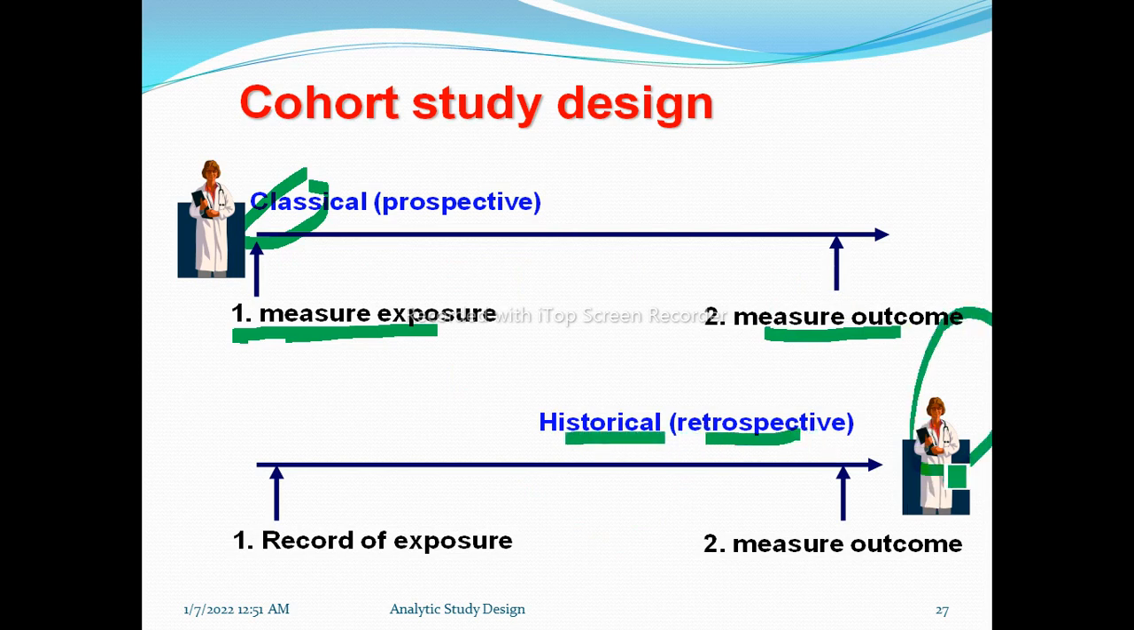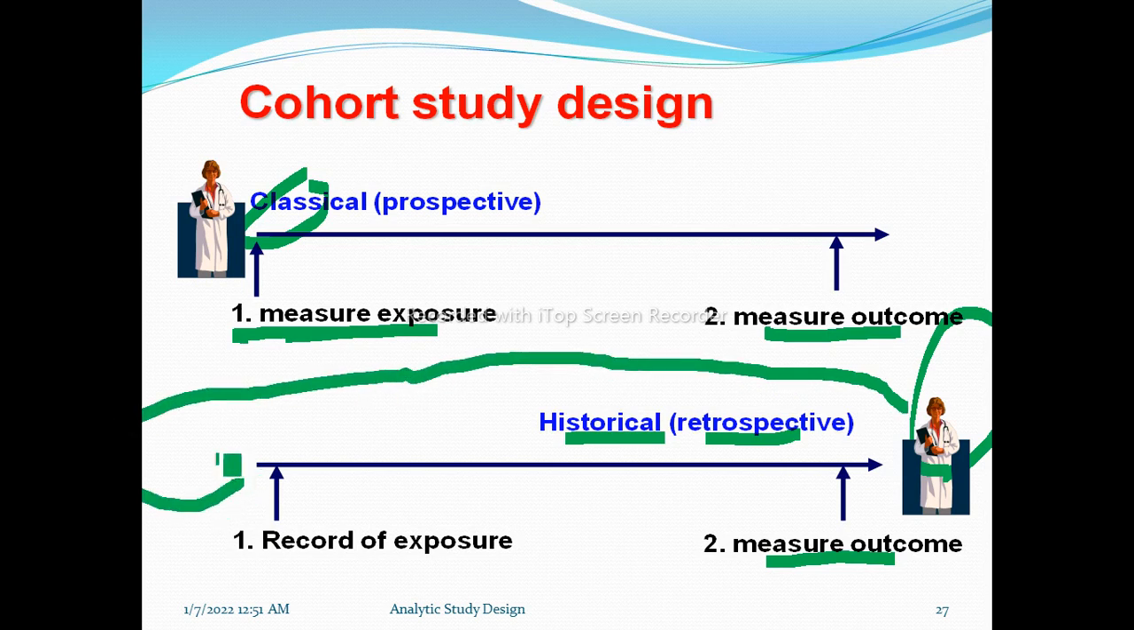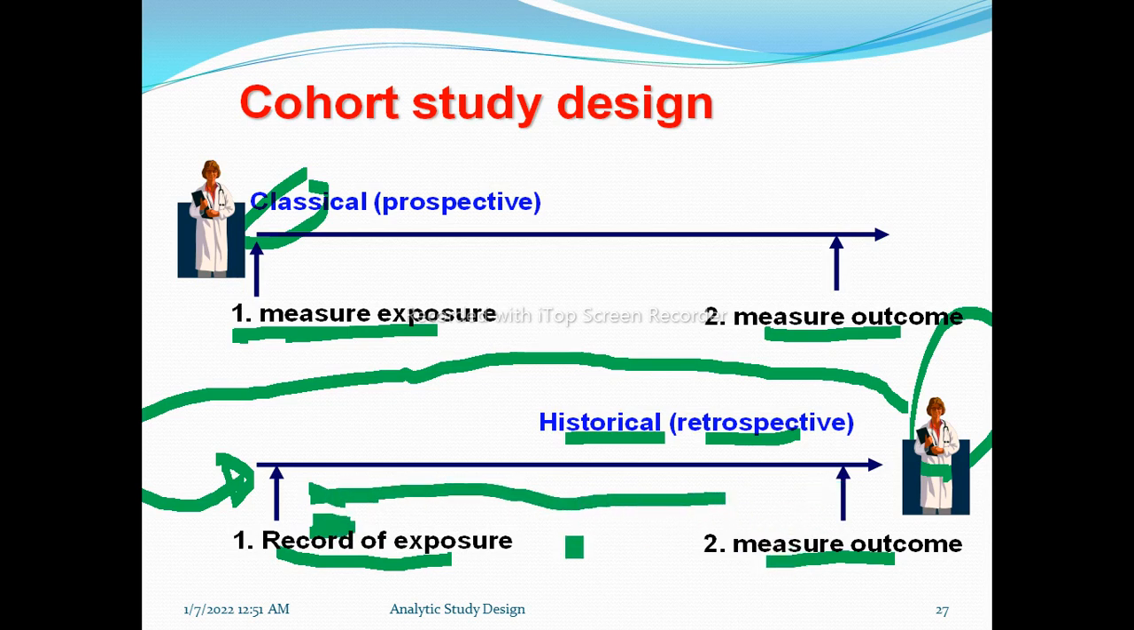we are here, this is the present time of study, so the outcome has already occurred. But conceptually, in time, we will go back and start here, and we will record exposure, maybe in the cards or in some registries. That means we will group exposed and non-exposed individuals, collect data there, follow them to the future and measure whether these individuals develop the outcome or not.